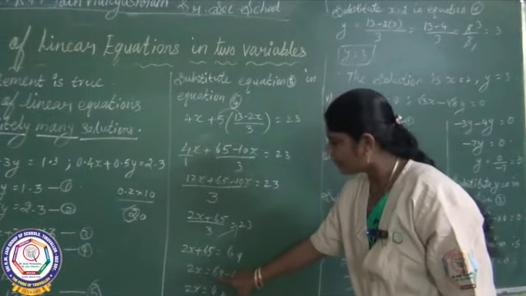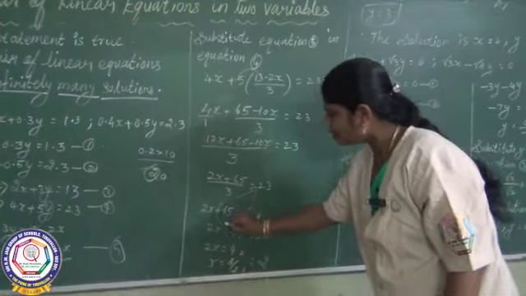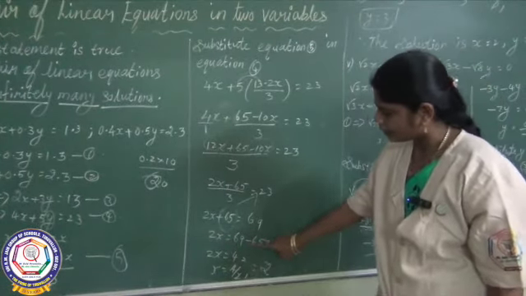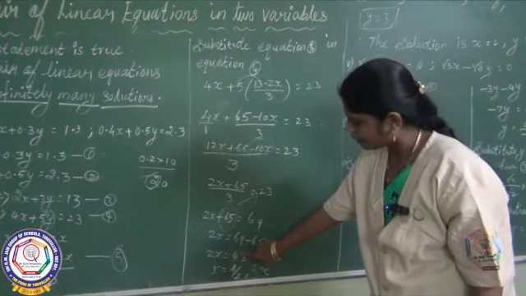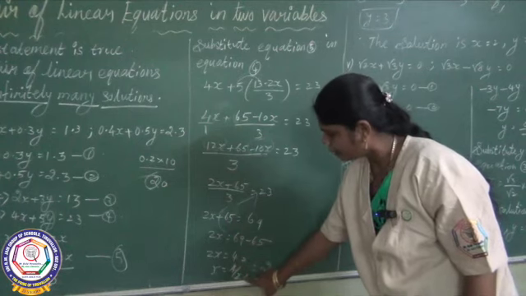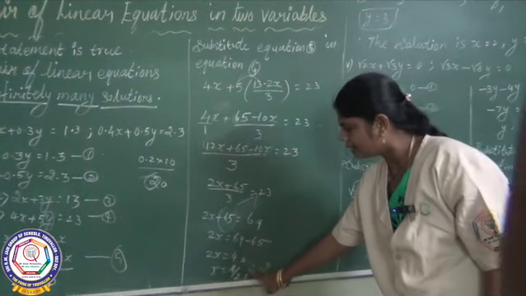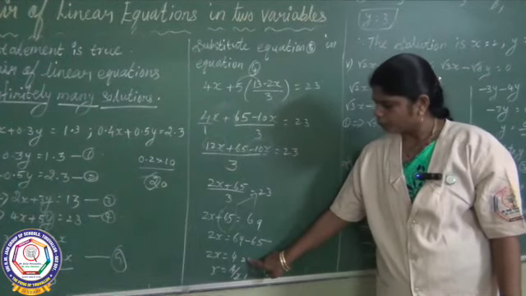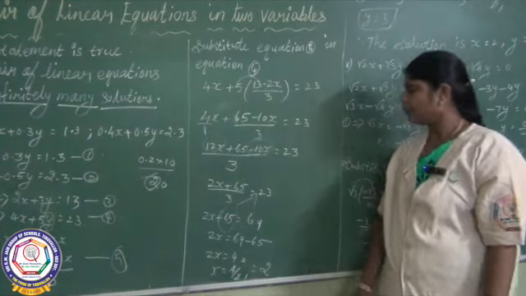So 2x equal to 69, and this addition will change to subtraction on the other side. So minus 65. 69 minus 65 you get 4. So 2x equal to 4, x equal to 4 divided by 2, because multiplication will change to division on the other side. So 2 ones are 2, 2 twos are 4. So x equal to 2.